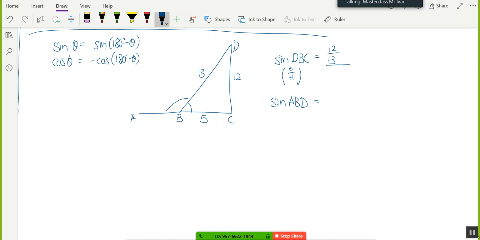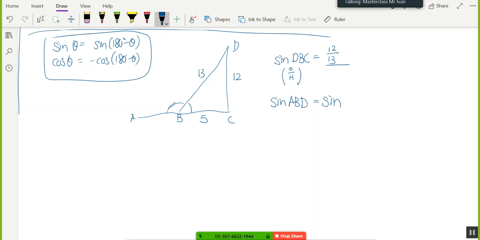So let's say if I want sine of ABD, I can never sine an obtuse angle. So Megan, sine of ABD is the same as sine of who? Sine of 180 minus DBC. Even though the concept is this, you don't need to write that. You must just tell me sine of ABD equals sine of his brother. Who is his brother? DBC. Yes, so you just need to write his brother, don't need to write 180 minus anything. This guy is equals to how many? 12 over 13.